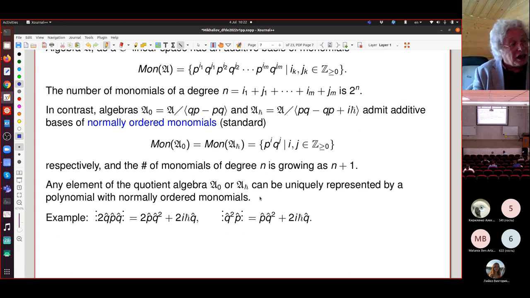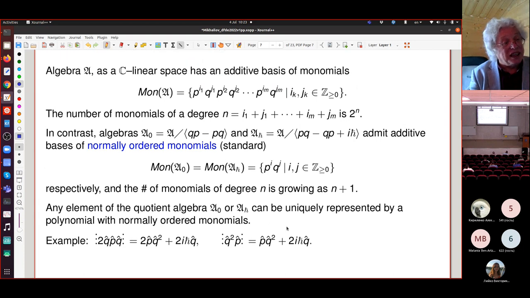And there is a concept which physicists use a lot, normal ordering. So if you have any expression, you can bring it to our basis. Well, if you choose this ordering, P in front of Q, and call it normal ordering, then we can swap P and Q. For instance, if you swap here P and Q, you will get 2iHQ. And if you swap here P and Q, you need to swap it twice using the commutation relation. You have this expression now. And that is the same thing in the algebra. That's because it's a quotient algebra, so they belong to the same coset.